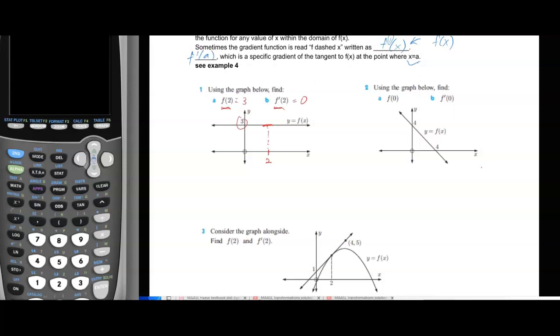So you see, f of 2 and f dash of 2 look very similar in notation, but they're equal to completely different things, because f of 2 is just asking for the height of the function, the y value, and f dash of 2 is asking for the slope of the function, the slope of the tangent line of the function. Okay. Number 2, using the graph below, find f of 0 and f dash of 0.